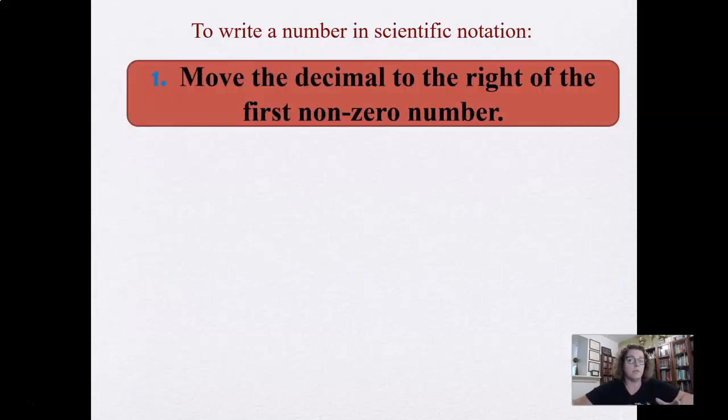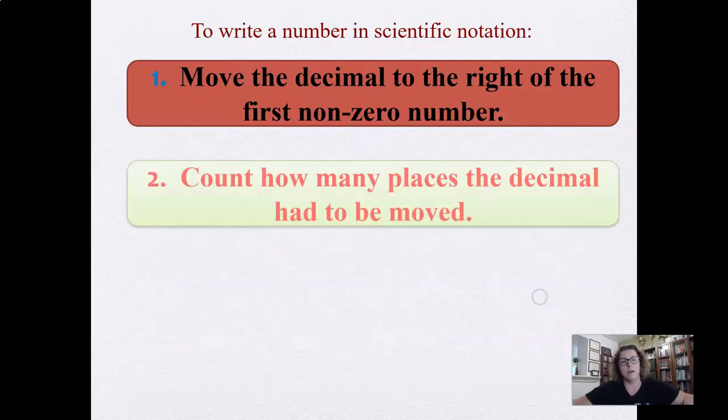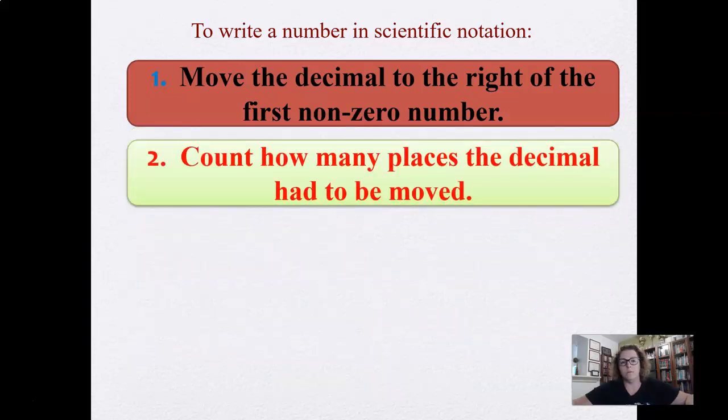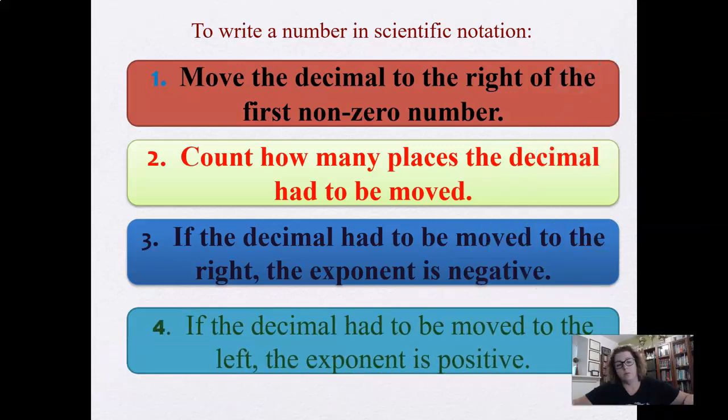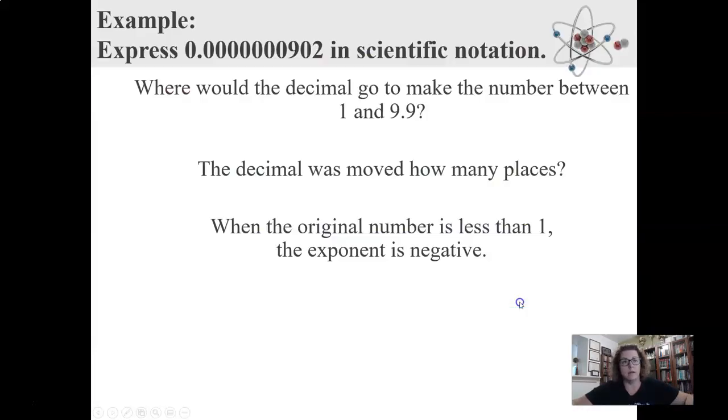So here's a couple rules to help you. When you see a decimal number or a whole number, move the decimal until you get to the very first non-zero number, okay? You're going to count how many places you move that decimal, and whether you move it to the left or the right actually does mean something, as in positive versus negative with that exponent. So some rules that I've come to in the past: if the decimal had to be moved to the right, then the exponent is negative. If the decimal had to be moved to the left, then the exponent is positive, okay?